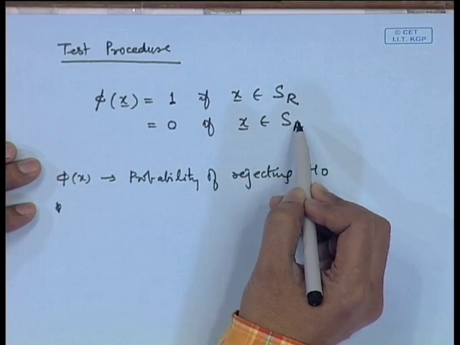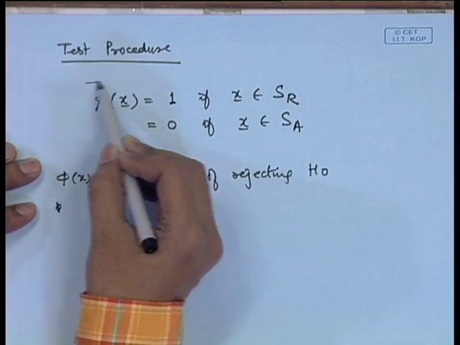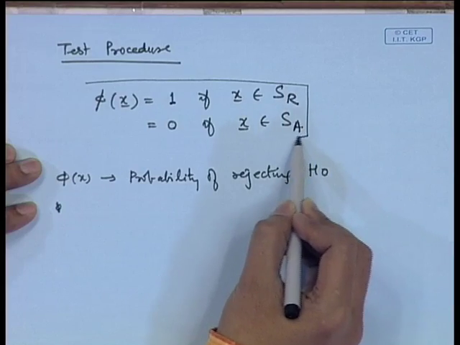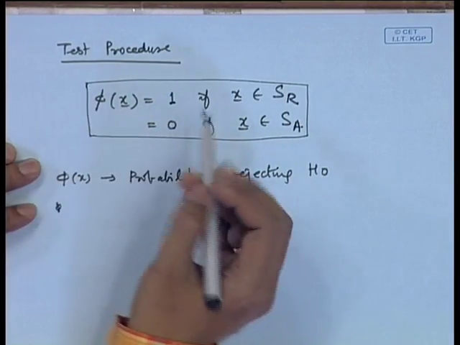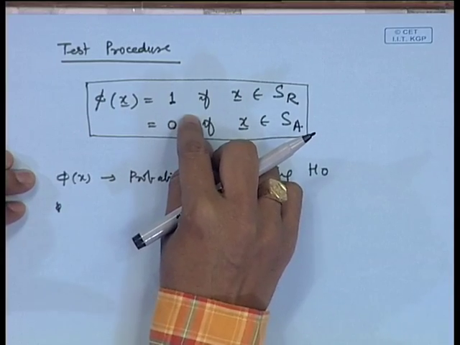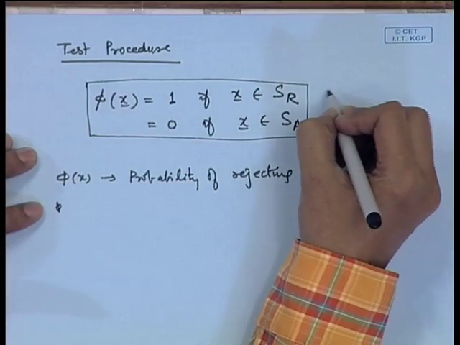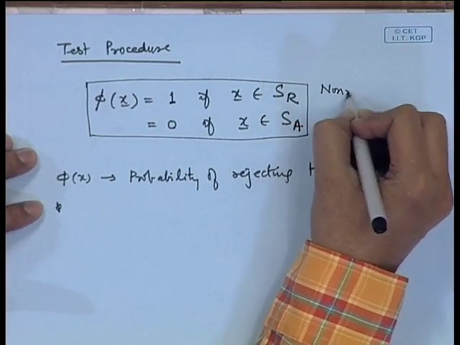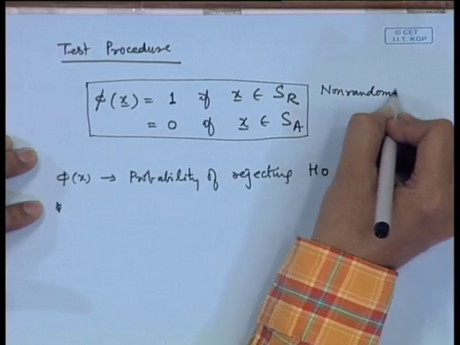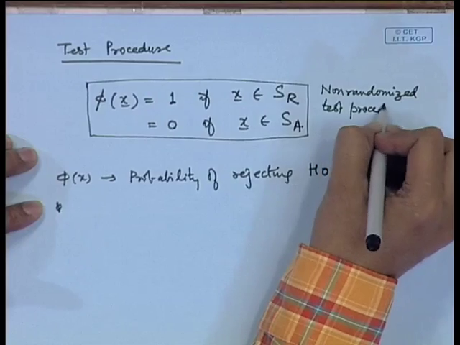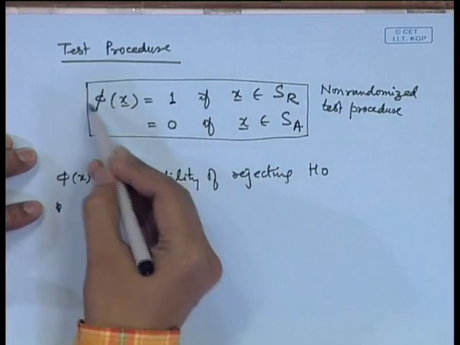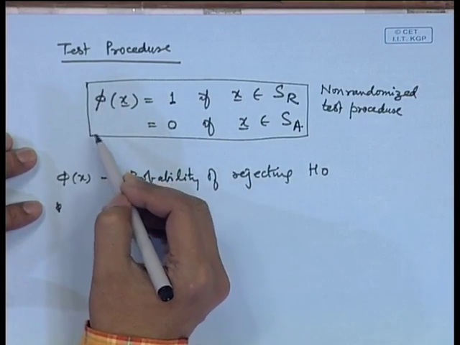This description of the test function is also in concordance with the concept that I said, that we either reject a null hypothesis or we do not reject the null hypothesis. So, this interpretation is based on that. So, a non-randomized test procedure, which I described just now, can be described by a test function phi x.